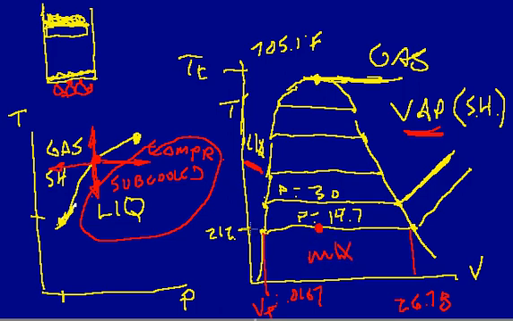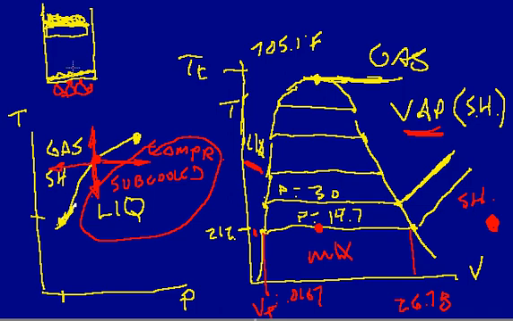If I was told the volume was 0.0160, well, that's below 0.0167, so it must be over here in the liquid region. I would know that was a compressed liquid or a subcooled liquid. And finally, if I was told the volume of steam, water, at 14.7 psi was, oh, I don't know, 200 feet cubed per pound mass, way out here somewhere, then I would know from thinking of this graph that I'm in the superheated vapor region.